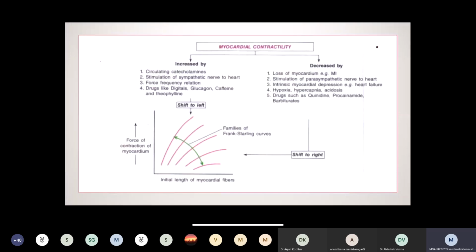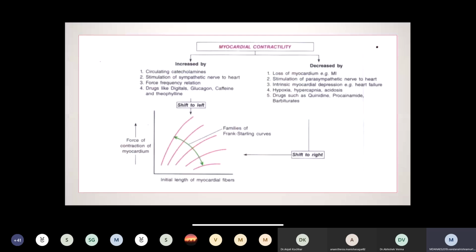The factors which increase it are circulating catecholamines, stimulation of sympathetic nerves to the heart, and the force-frequency relation. It's nothing but that as the frequency of heart stimulus increases, there will be an increase in the force of contraction. This occurs only up to 150 beats per minute. Drugs like digitalis, glucagon, caffeine, and theophylline also increase it by increasing the cyclic AMP.